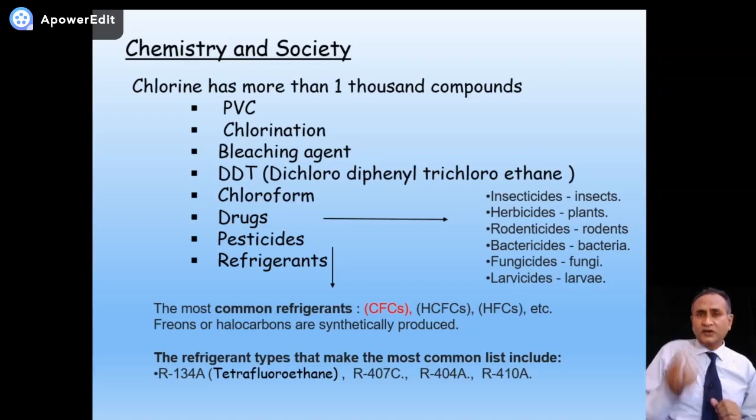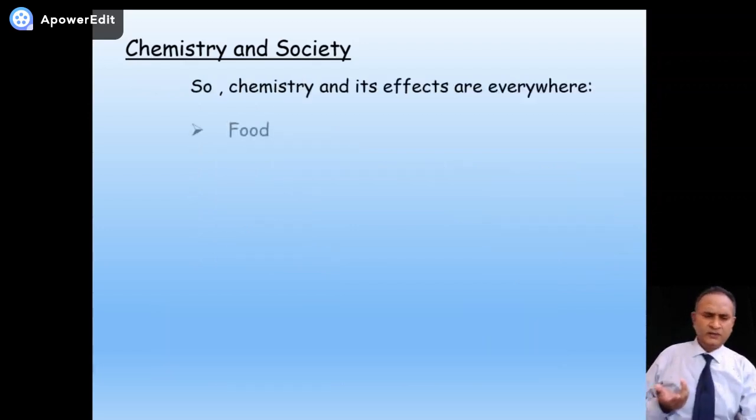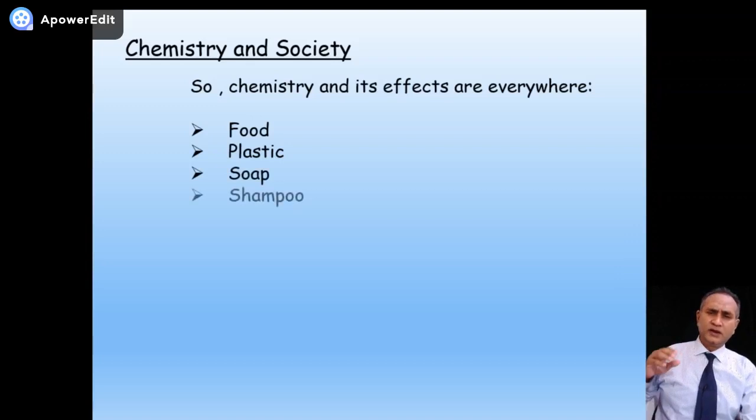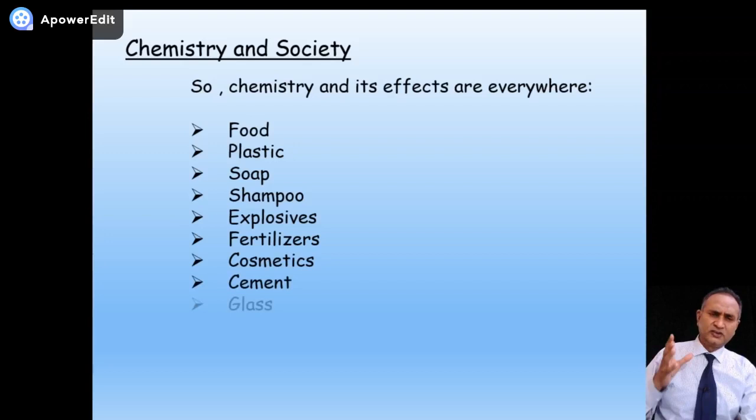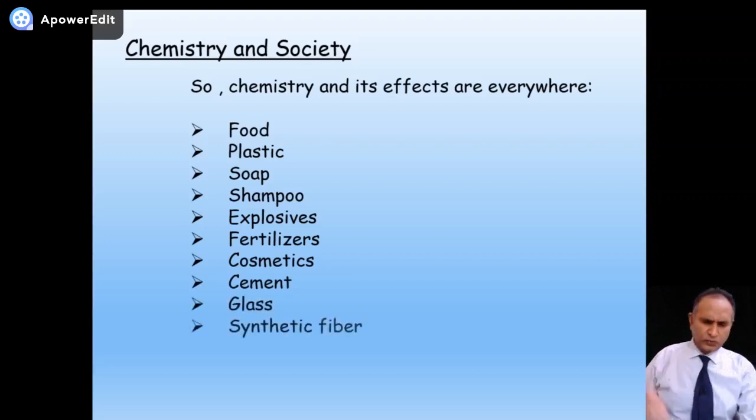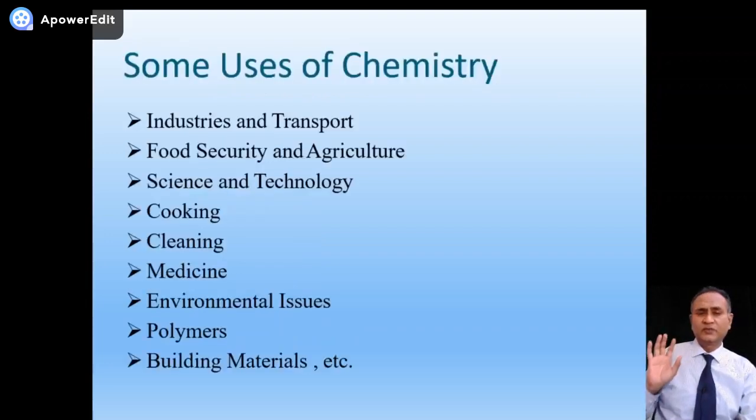So only chlorine we discussed, and we came to know that chemistry is really very important. It plays a very vital role in our daily life, right? So chemistry and its effects are everywhere, like different kinds of food, be it butter or margarine or tomato ketchup, or this sauce or that sauce, shampoo, soap, fertilizer, cosmetics, cement, glass, all are the products, blessings of chemistry, right? Similarly, chemistry is related with science and technology, cooking, cleaning, medicine, all we have discussed.